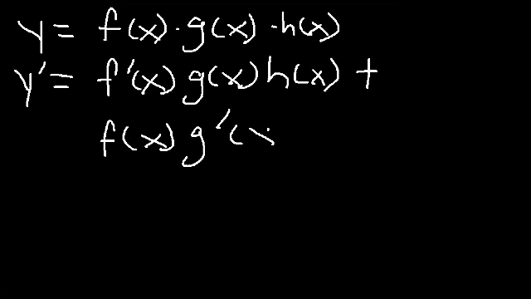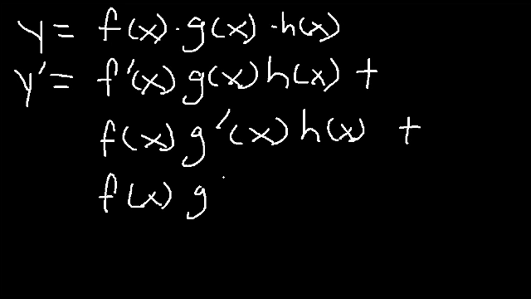Differentiate the second part and keep the third part the same. And then plus, keep the first two parts the same, and then differentiate the last part. So that's how you can use the product rule if there's three parts to a function, or if you have three parts multiplied to each other.